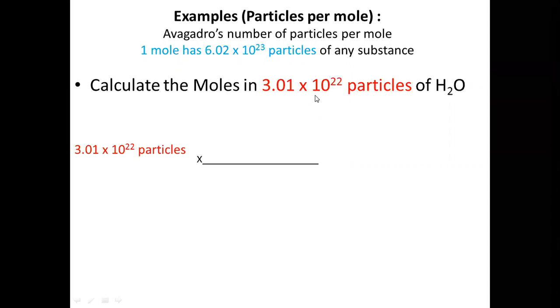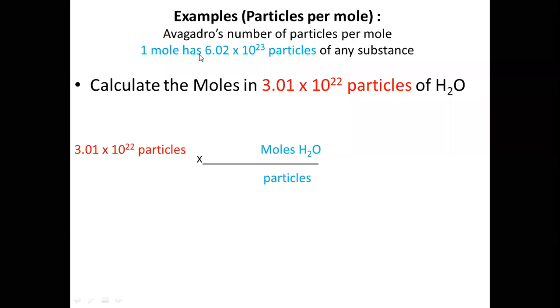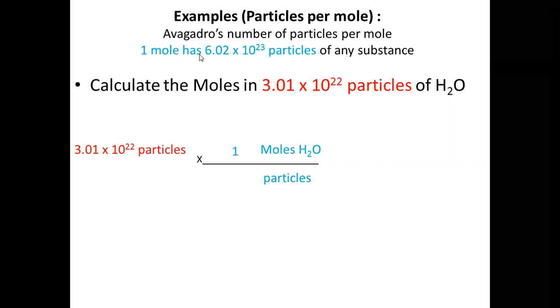In this case, I want to cancel out my particles, and I want to convert to moles. So I substitute in my conversion factor up here, indicated in blue, Avogadro's number. So 1 mole is 6.02 times 10 to the 23rd particles. Always that many particles per mole. And you should get 0.0500 moles of H2O.